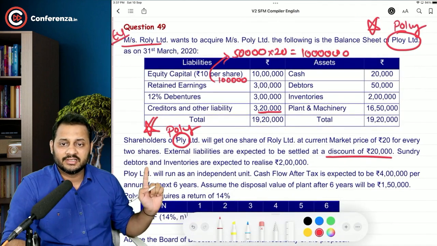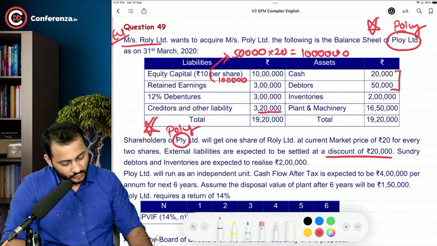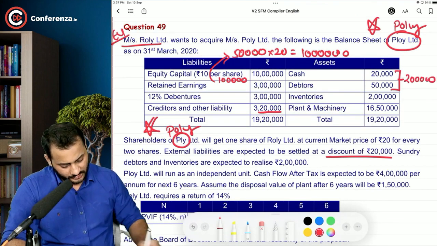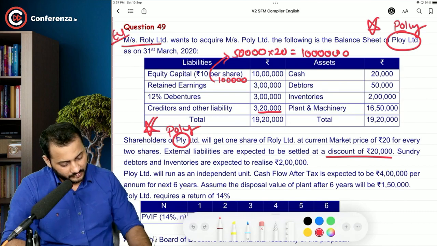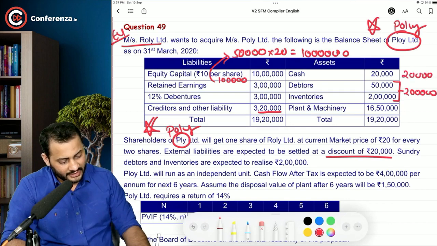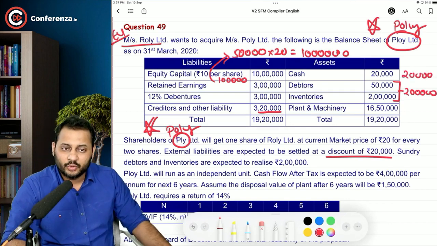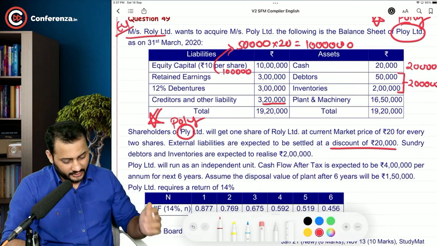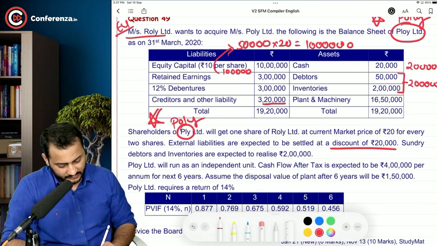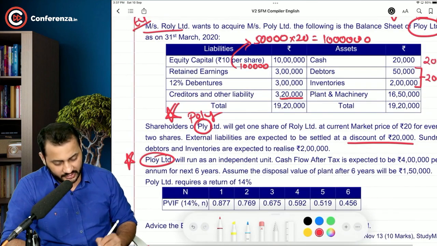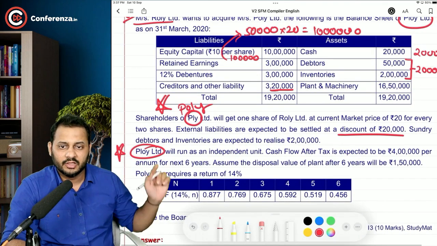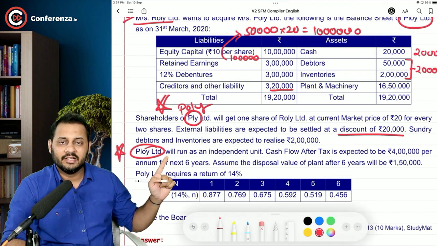And then on the asset side, debtors and inventories, these two will get settled at 2 lakh. Acha, sorry, not cash. The total of these two will be 2 lakh. So we are getting cash of 20,000 as it is. The debtors and inventories at 2 lakh. Okay. Poly Limited, Ploy, it's Ploy or Poly, I am just confused. Whatever it is, I will make sure that it is corrected. I think it's Ploy Limited because Ploy is what I have seen a couple of times, will run as an independent unit.